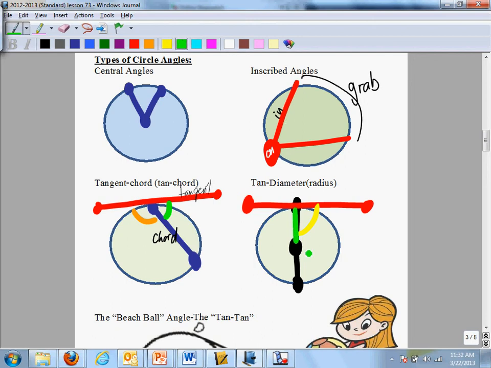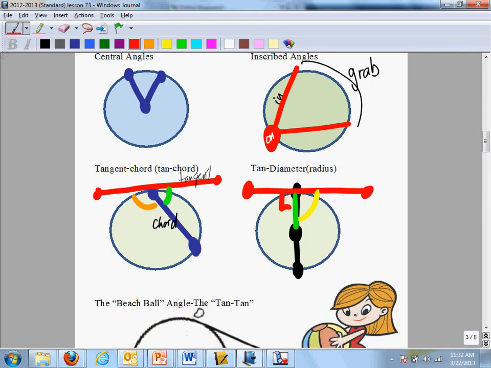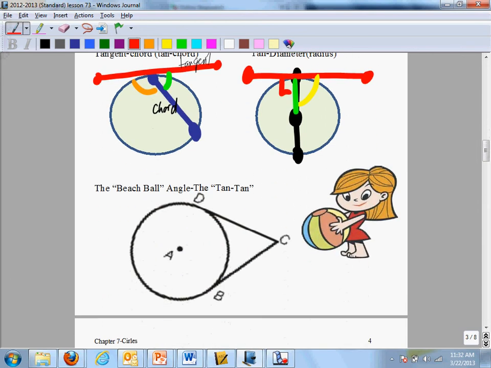Because technically that's a radius, tangent to a radius. What's at the edge, guys? Out loud? 90, yes. Okay, here's the last one. This is my personal favorite simply because I think it's fun to say. A tan-tan. Say it, tan-tan.